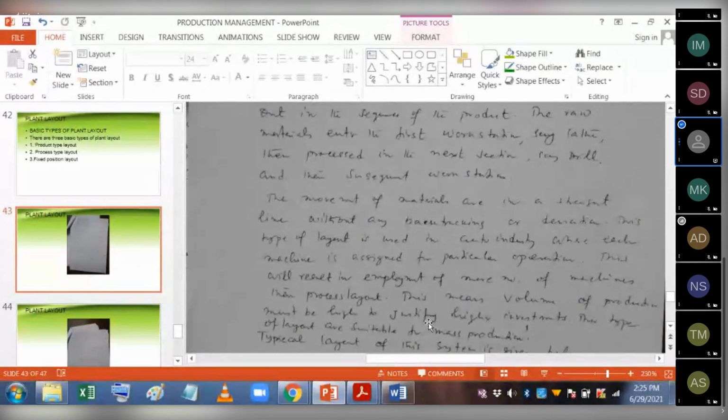The process type layout goes on process. Welding is the process, so it is clustered at one place. And in product type layout, it depends on product. So whatever product is produced in that line, machines are placed as per that.